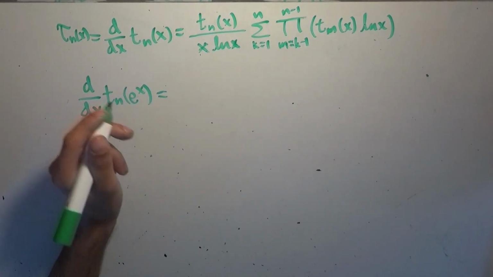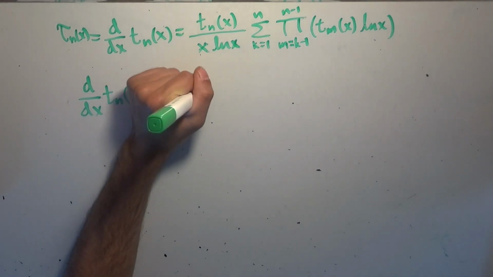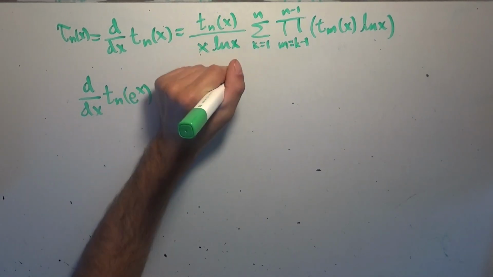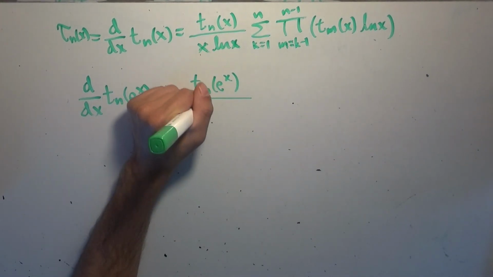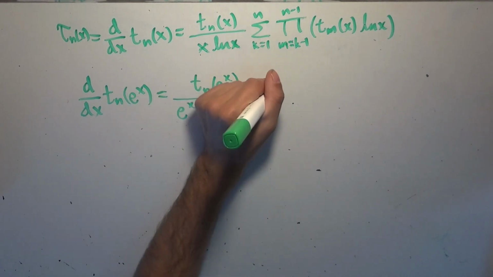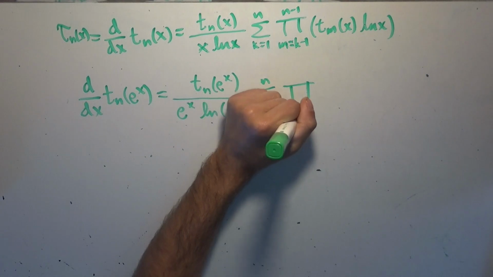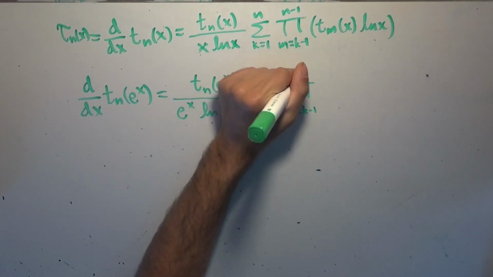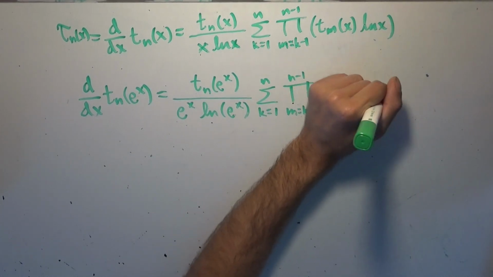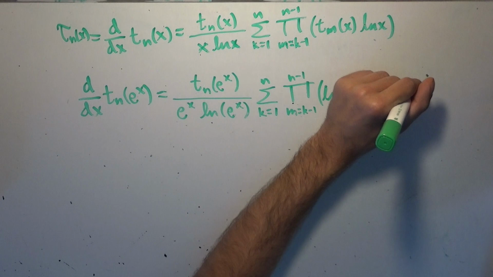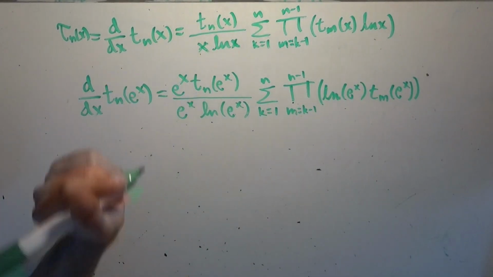So let's simply do that, right? So we plug in e to the x wherever we see an x, so we have the nth tetration of e to the x divided by, x gets replaced by e to the x, and ln of x gets e to the x plugged into it. And then we have the sum from k equals 1 to n of the product from m equals k minus 1 to n minus 1 of log of e to the x times the nth tetration of e to the x. But then, of course, because we're applying the derivative, we also have to multiply by the derivative of e to the x, which is e to the x.